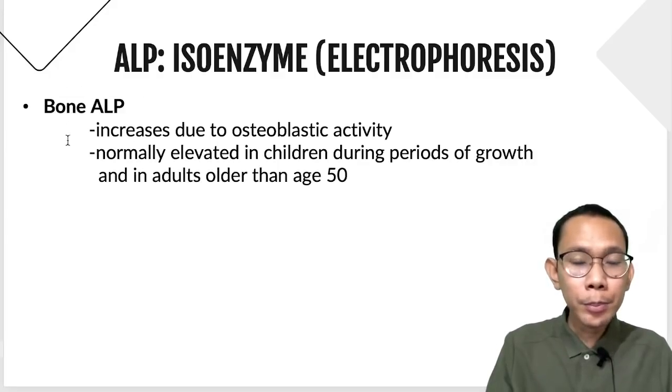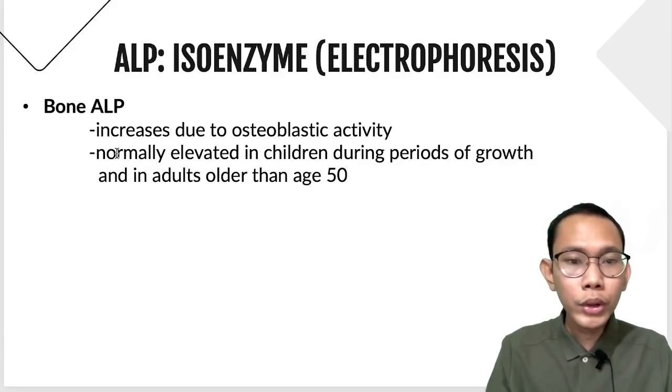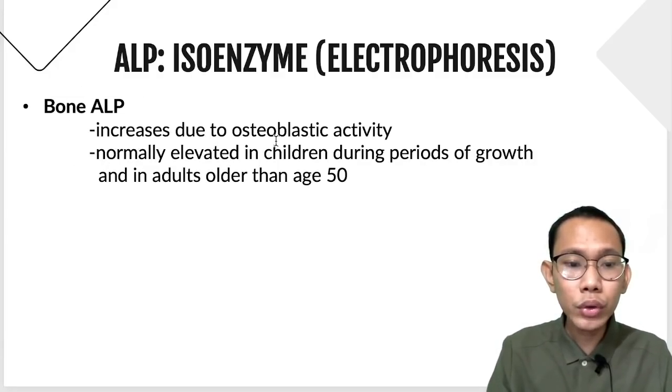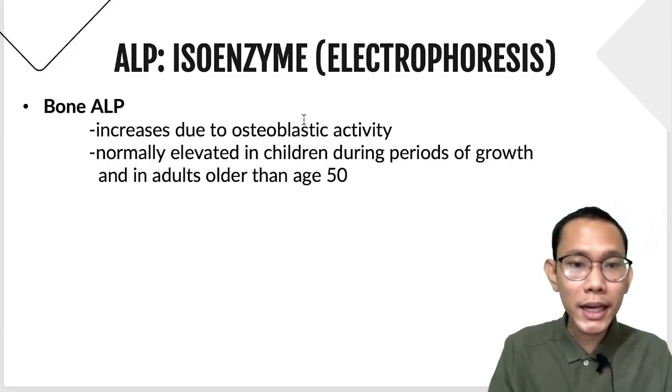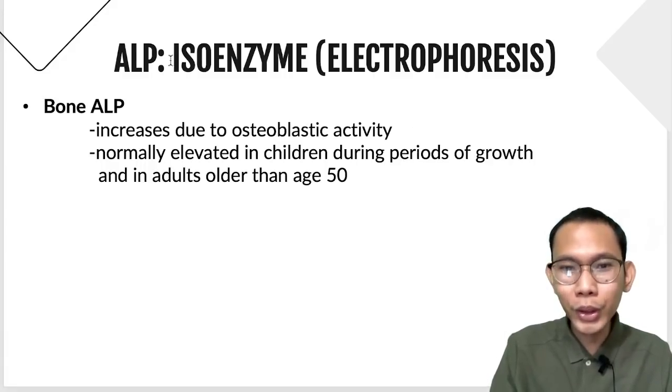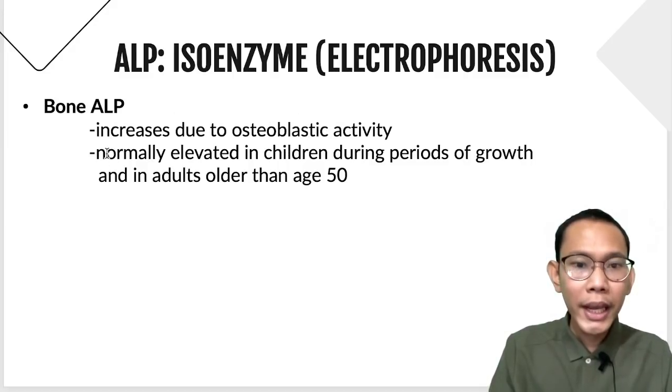Now, how about your bone ALP? Your bone ALP will increase due to osteoblastic activity. So again, of course, bone. So therefore, it has something to do with your osteoblastic activity. It is normally elevated in children during periods of growth and in adults older than age 50.